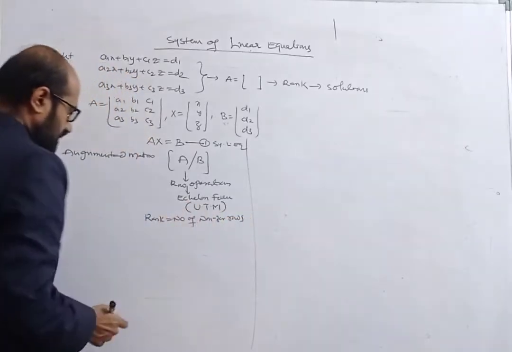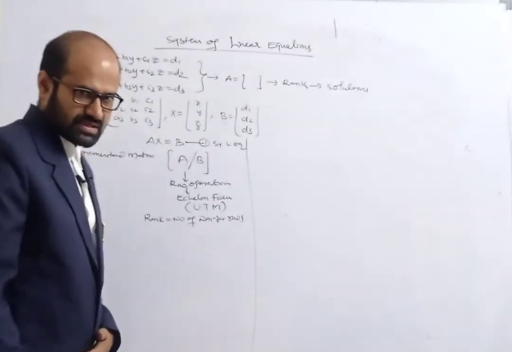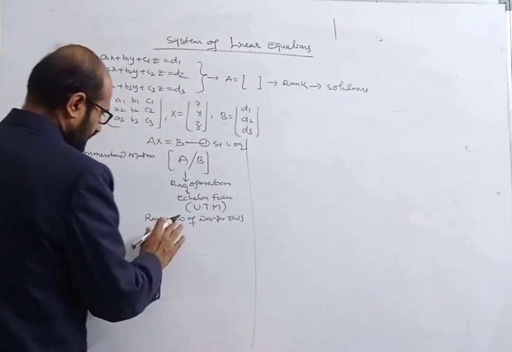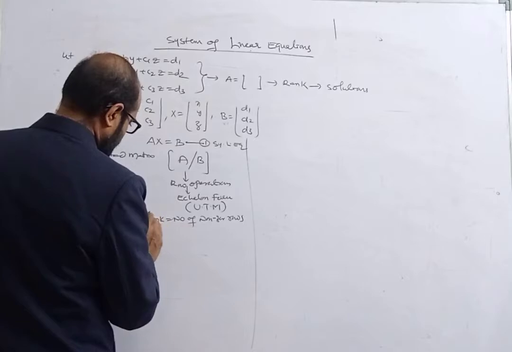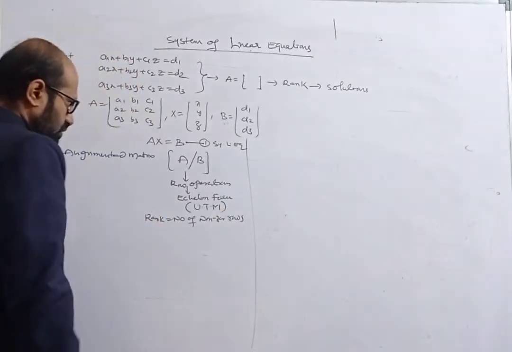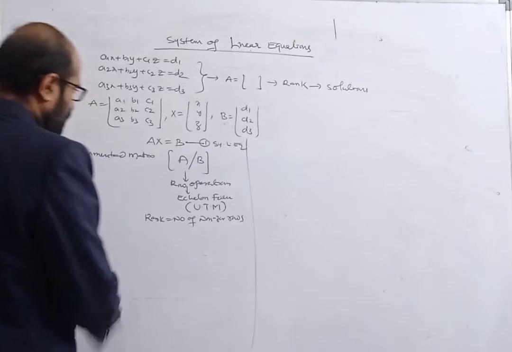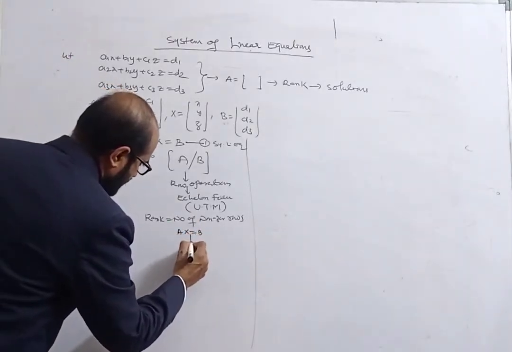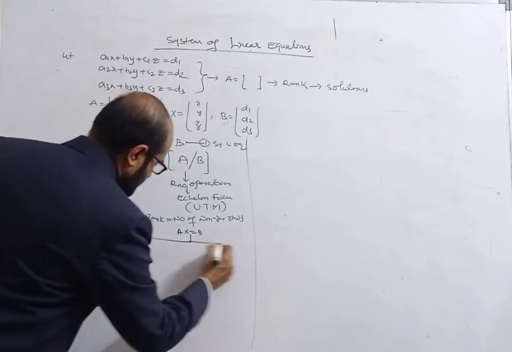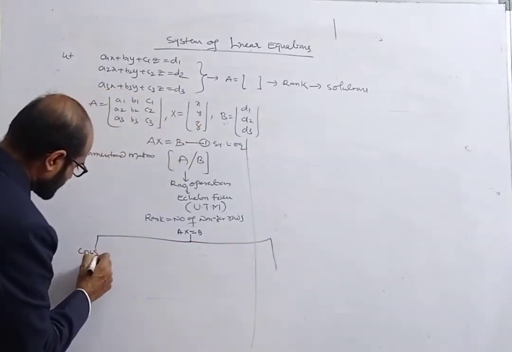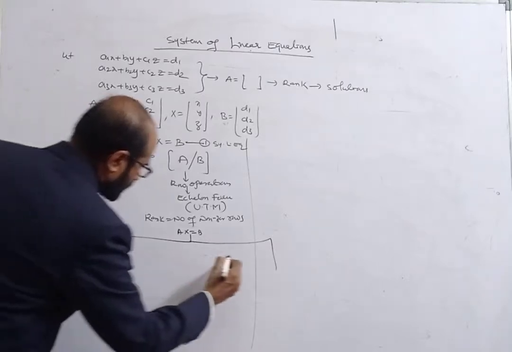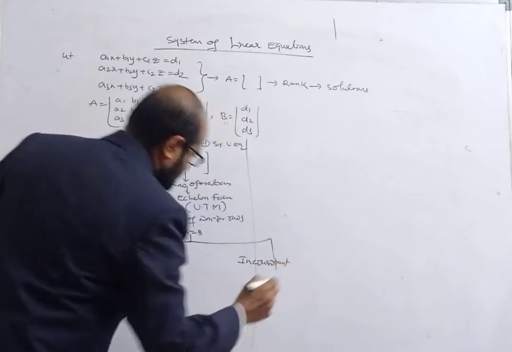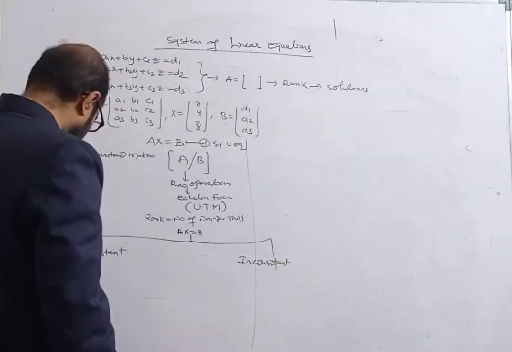So how to find the echelon form? Already we discussed in the previous classes, previous videos. Please check my previous videos, right? So rank is nothing but the number of non-zero rows. Now after finding the rank, from AX equal to B, there are two cases. One is consistent and one more is inconsistent. Please try to understand, very important.